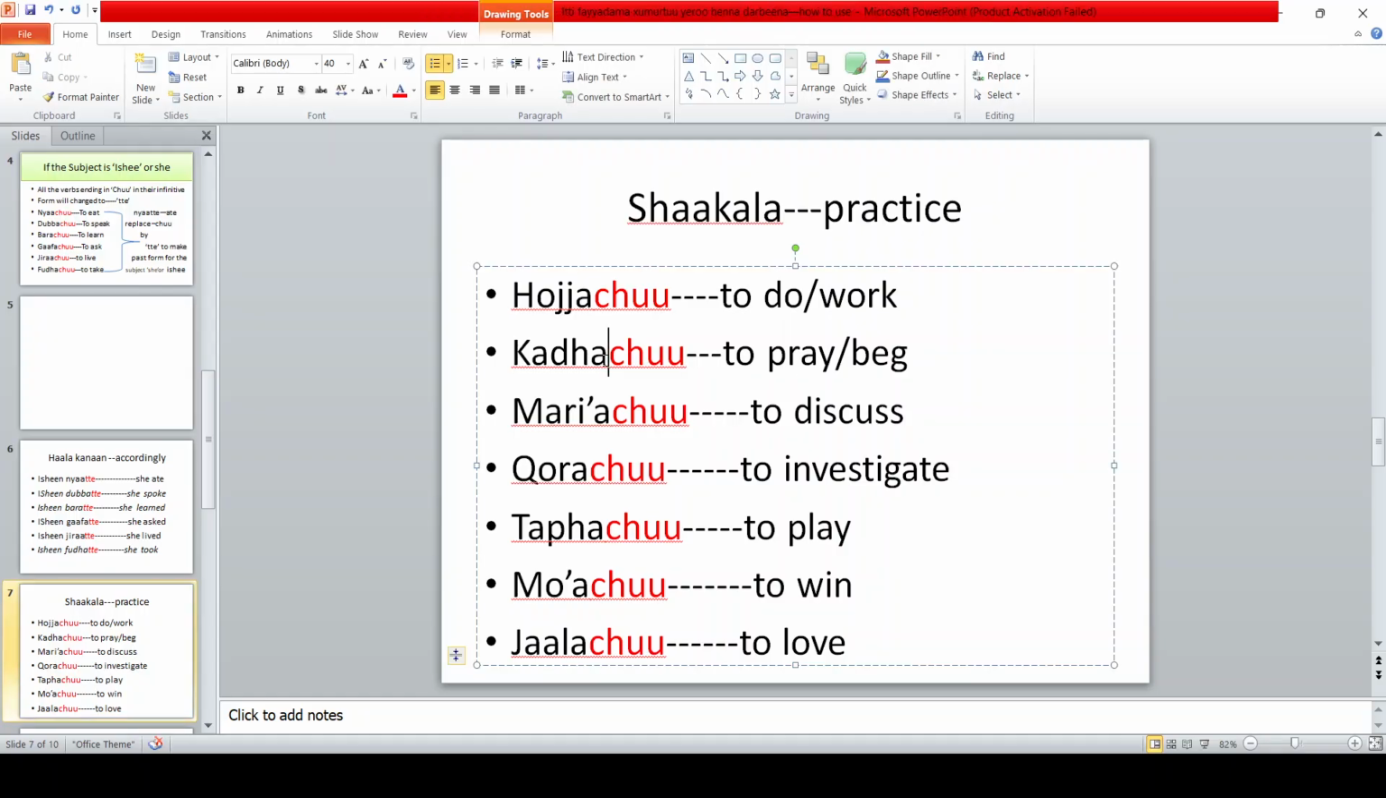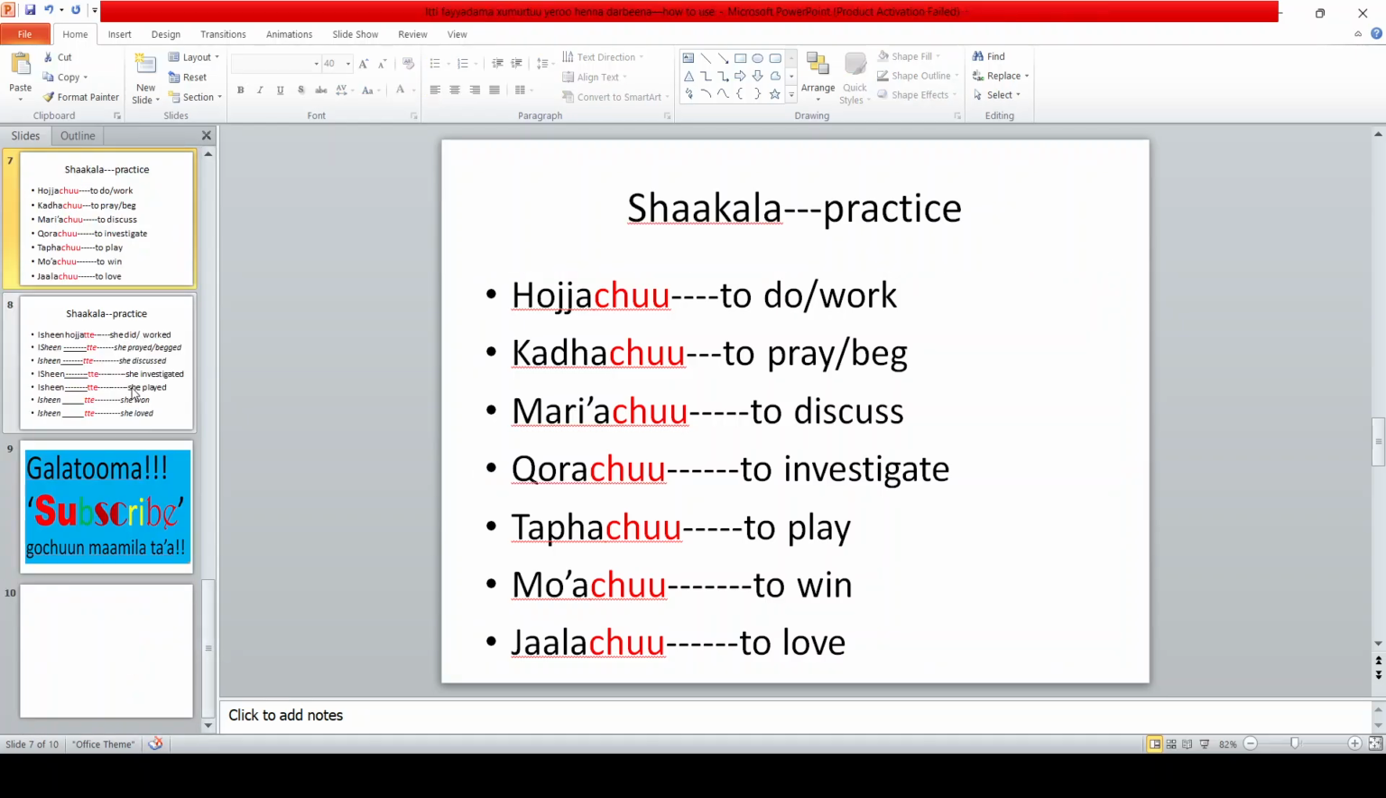Up to this one it is all the same. We replace chu by te simply, and we have the subject at the beginning. We are talking about isheen. Isheen mari'atte, isheen qoratte, isheen taphatte, isheen mo'atte, isheen jaalatte. We say so. We simply replace the chu by te. So this is the easy way to talk about her.